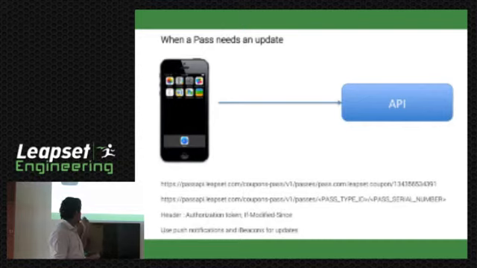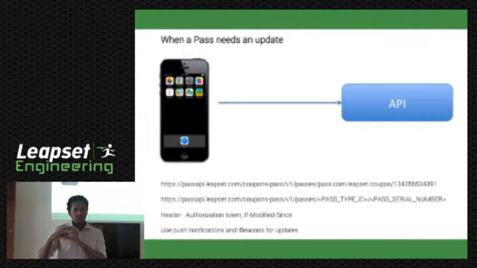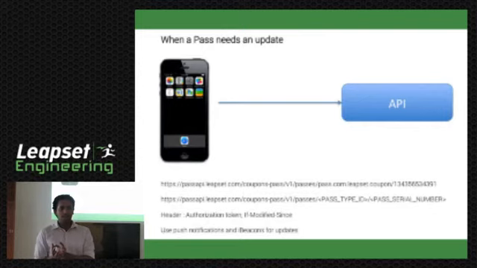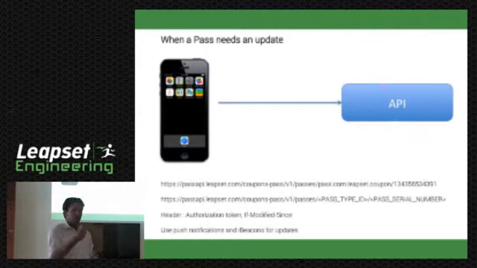So for example, if Leapset were to implement Passbook to have store value cards, what would happen is the user would download a pass from one of our servers, and then whenever he or she uses the value on that pass, our servers will send a push notification to their device, and the device will request the server for an update, and when the update happens, the server needs to rebundle the pass and send it back to the application.